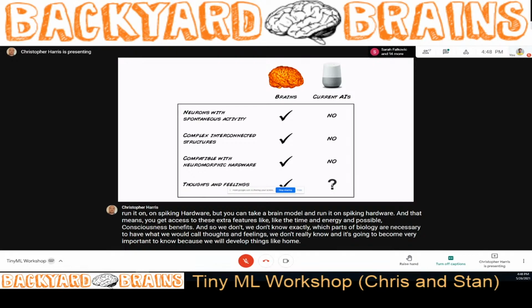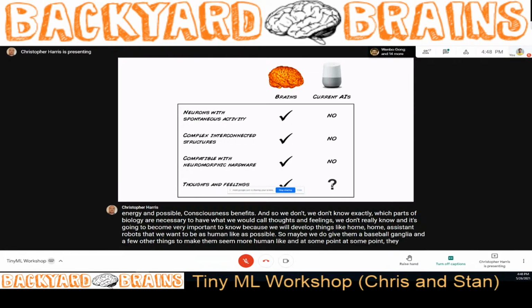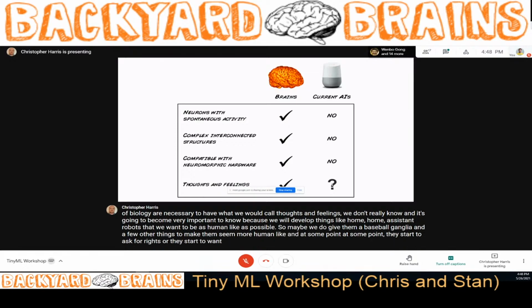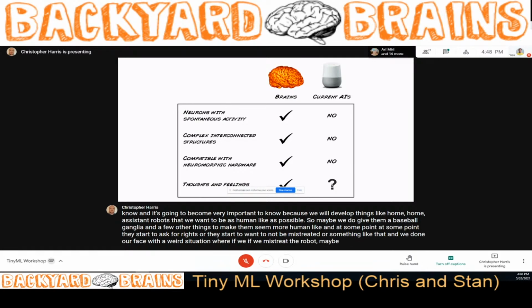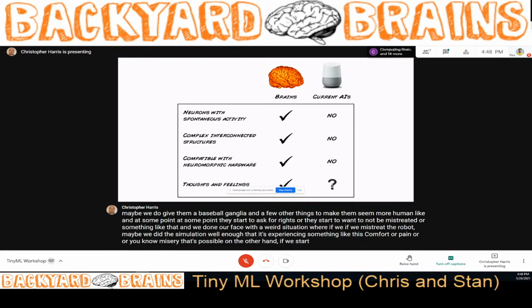home assistant robots that we want to be as human-like as possible. So maybe we do give them a basal ganglia and a few other things to make them seem more human-like. And at some point, they start to ask for rights, or they start to want to not be mistreated, or something like that. And we then are faced with a weird situation where, if we mistreat the robot, maybe we did the simulation well enough that it's experiencing something like discomfort or pain or misery. That's possible.